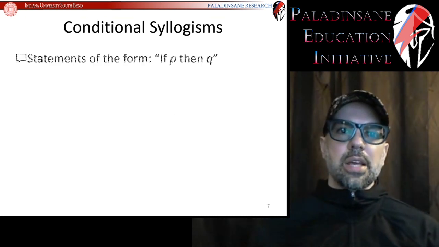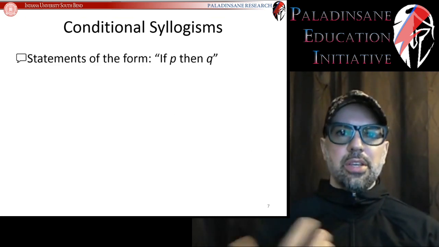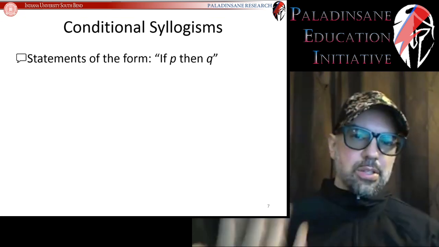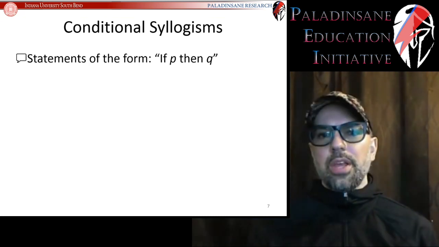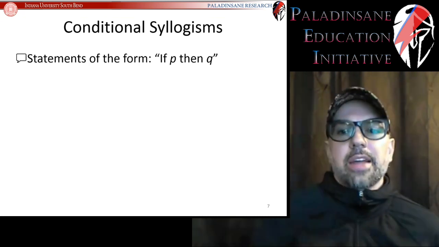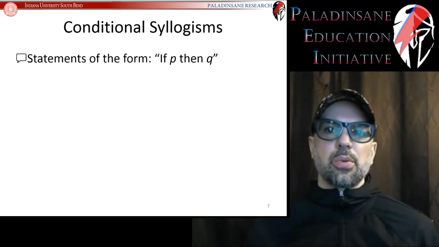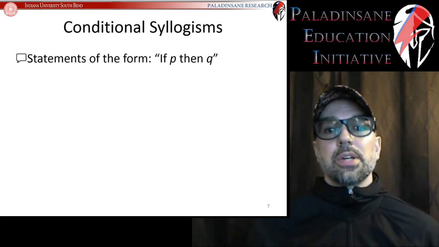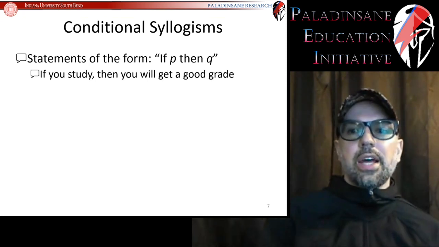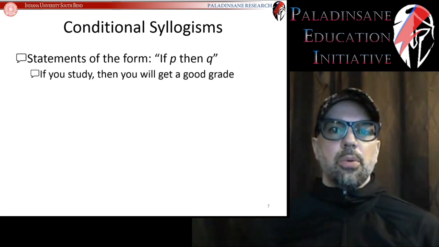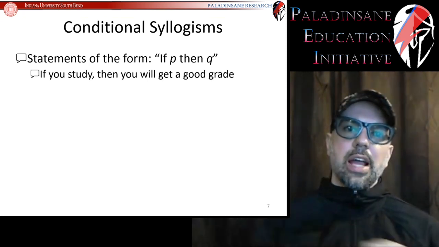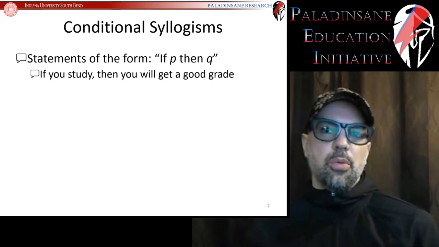Conditional syllogisms are arguments that use statements of the form if P then Q. So these are statements and ways of reasoning that we use all the time to try to explain the world, to try to explain cause and effect, to try to explain the relationship between two different things. So examples of these would be something like, if you study, then you will get a good grade. You study is the P portion of it. You will get a good grade is the Q portion of it. And it's a very good practice to start identifying what is the P portion and what is the Q portion.